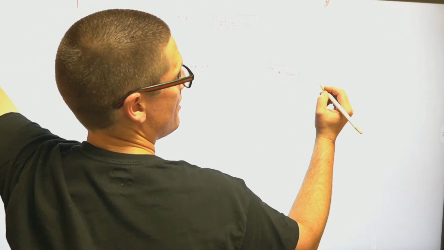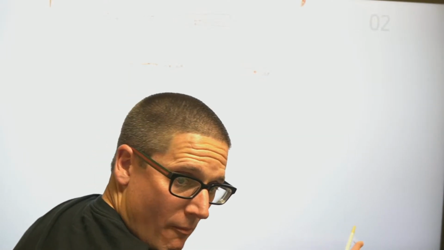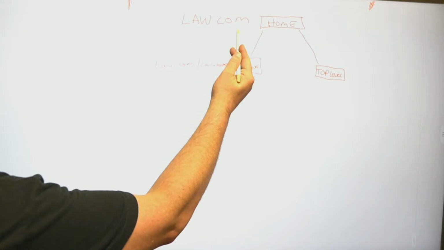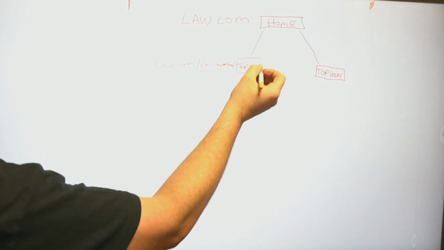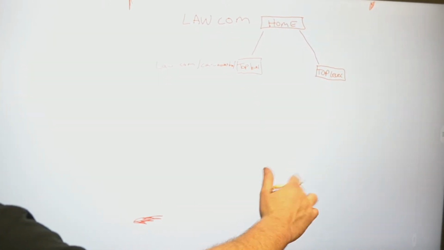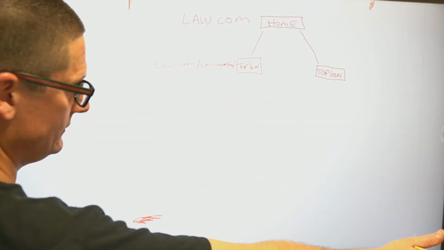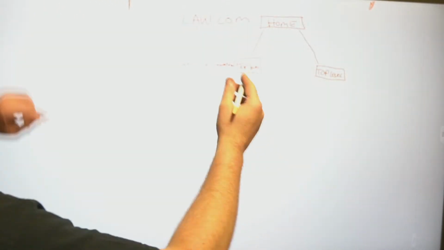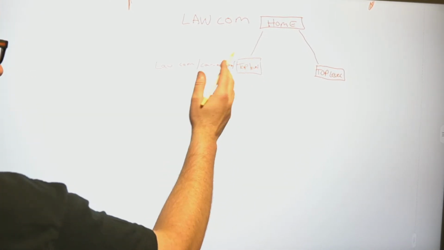So we have law.com as the home page. Car accident lawyer, that's a top level page coming off of home. Now, what would be next as a next level? If we're talking about a multi-state site, on the car accident lawyer page, what would I link to?